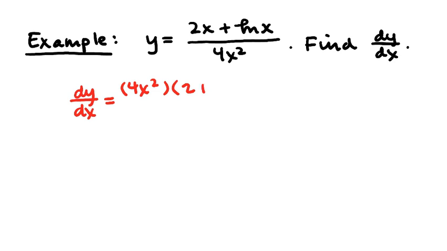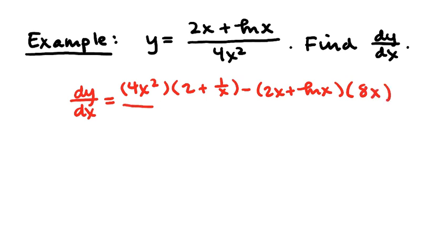So 2 plus 1 over x, minus the top times the derivative of the bottom. I'm going to bring the power down, multiply by 4, so it's 8. Then I knock the power down by 1, so it would be just 8x to the first. Divided by the bottom squared, 4x squared.